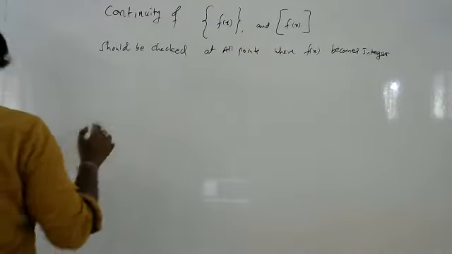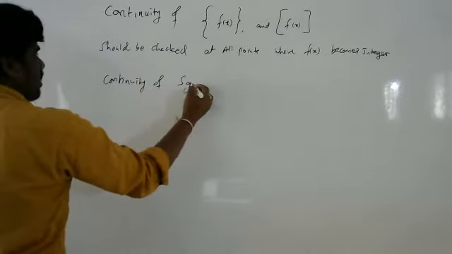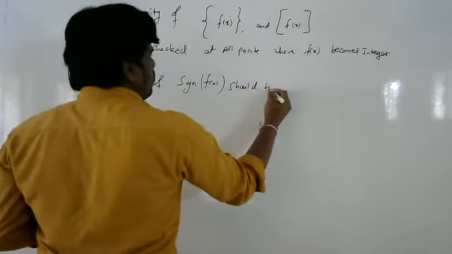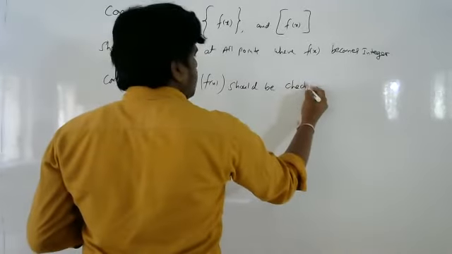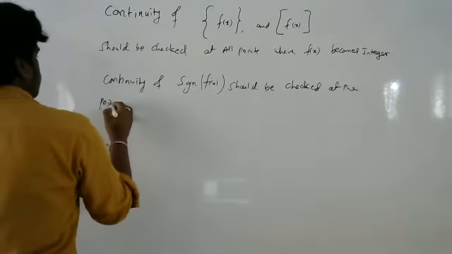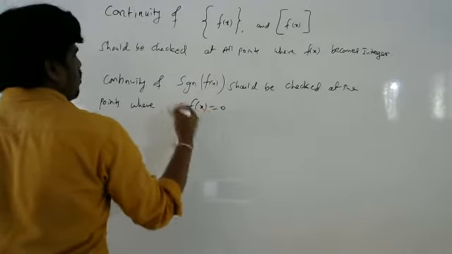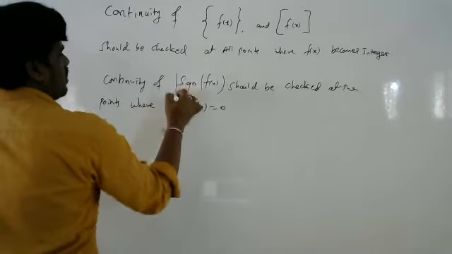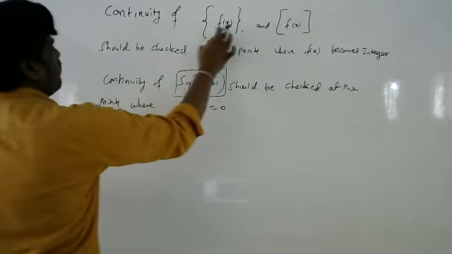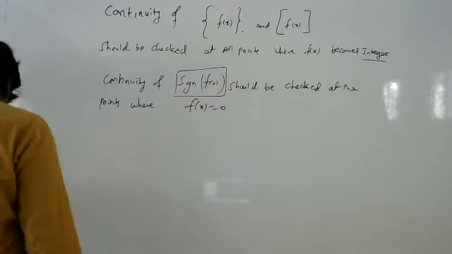Next one is continuity of signum f of x, which should be checked at the points where f of x is equal to 0. Yesterday I told you, for continuity of the signum, I will check where f of x is equal to 0, where it becomes 0. And for continuity of fractional part of x and greatest integer, we check at integer points.